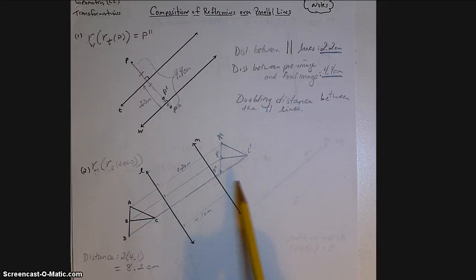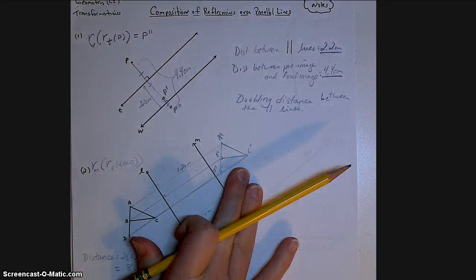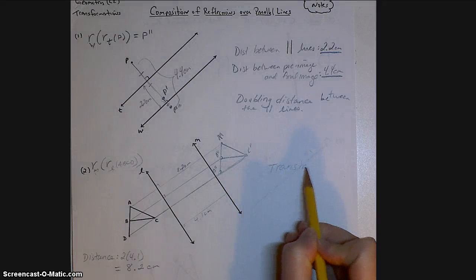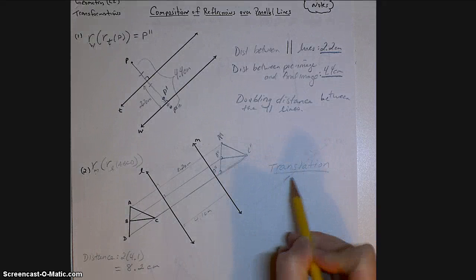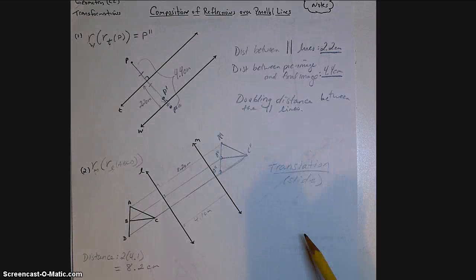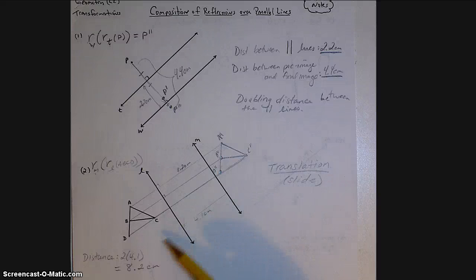end up with. And when I look at this, I can see that basically this flag is just kind of sliding up to this position. This is called a translation or a slide. And now we know that a slide or a translation results of a composite reflection over parallel lines. Thanks for watching and good luck with the homework.